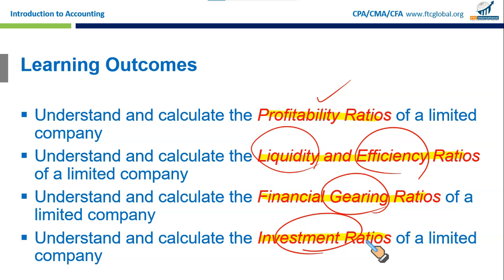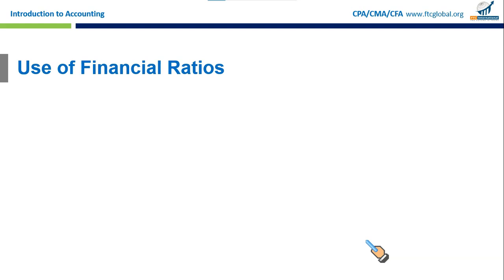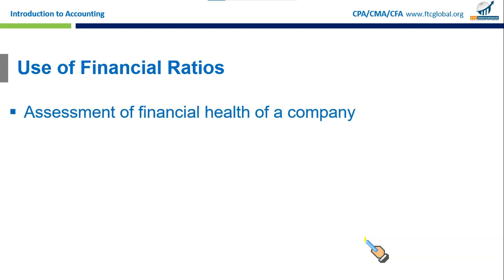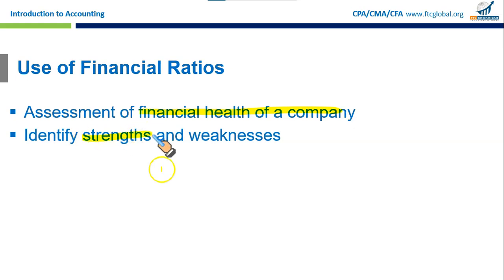And why do we need to measure such ratios? What actually is the objective? First and foremost, we calculate these financial ratios to assess the health of the company, how well the business is, how well it has performed. It will also help us identify certain strengths which we can capitalize on and weaknesses which we may have to rectify and do something about.